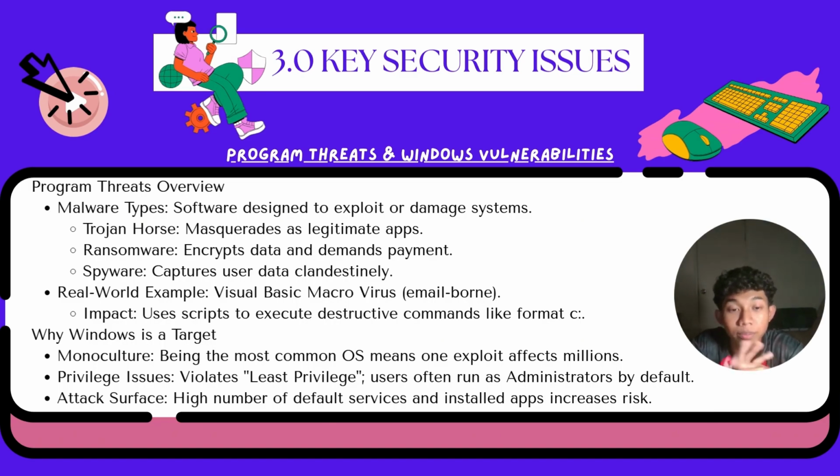Alright, let's continue to the next subtopic, which is key security issues. Program threats overview, malware types: software designed to exploit or damage systems. There are several types of malware such as Trojan horse, ransomware, spyware. In a real-world example, a Visual Basic macro virus in email. The impact: the user's script executes destructive commands like format C. Why is Windows an easy target? It is because Windows is the most common OS. Other than that, Windows users often run as administrator by default.